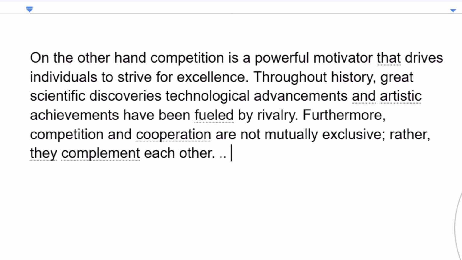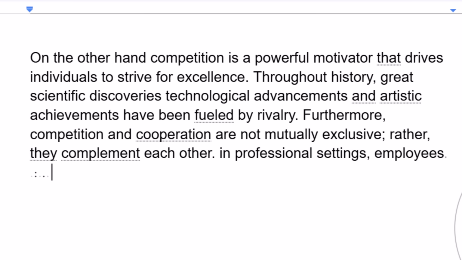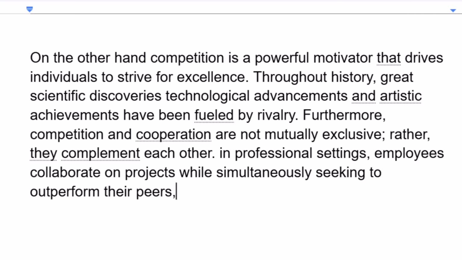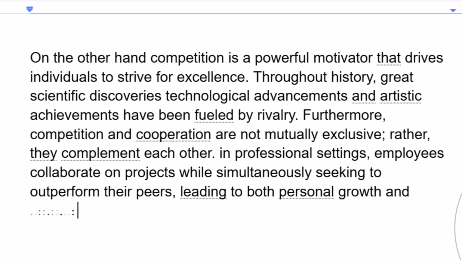In professional settings, employees collaborate on projects while simultaneously seeking to outperform their peers, leading to both personal growth and organizational success.